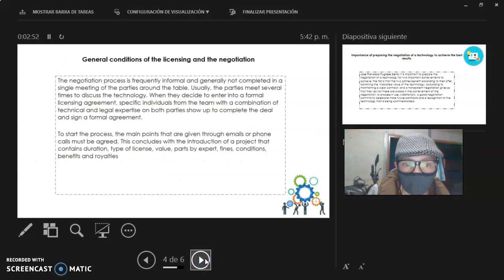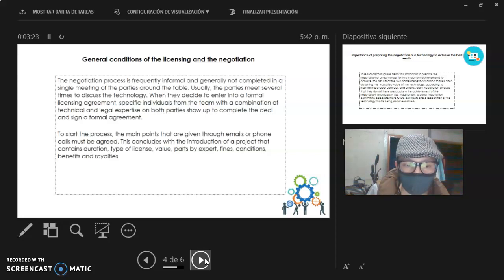General conditions of the licensing and the negotiation. The negotiation process is frequently informal and general, not completed in a single meeting of the parties around the table. Usually, the parties meet several times to discuss the technology. When they decide to enter into a formal licensing agreement, specific individuals from the team with a combination of technical and legal expertise on both parties show up to complete the details and sign a formal agreement.